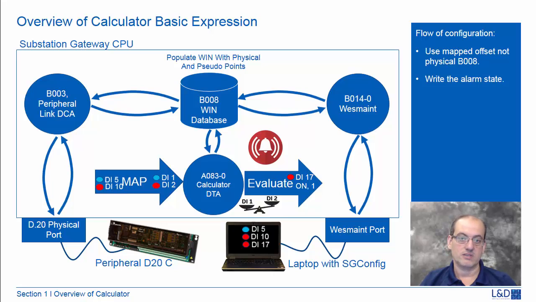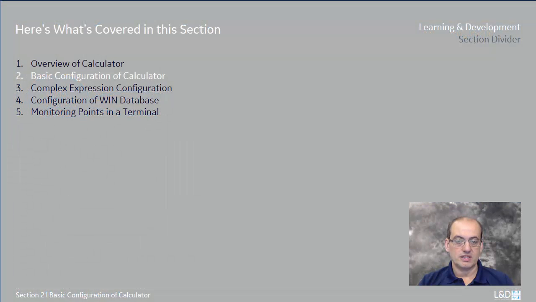Okay, hopefully this gives you a good idea of why we're going to carry out these steps and what behavior we're going to see in westmain. Now that you have a good understanding of the layout from the peripheral all the way to the laptop, we're going to show you how to set up a simple expression in calculator, configure that in the Win database, and show you the behavior in the westmain of sgconfig.